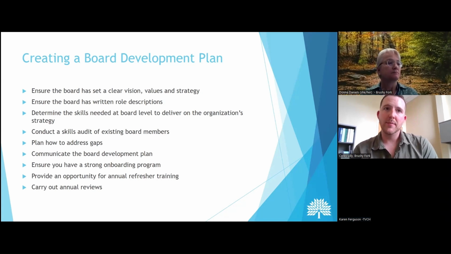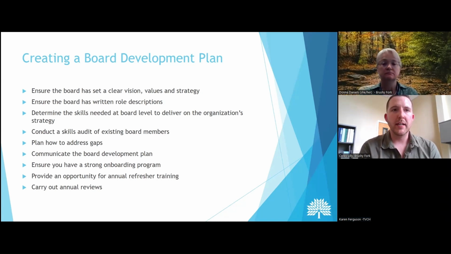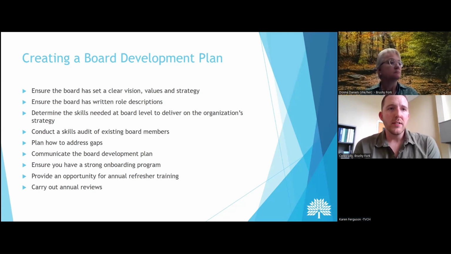Next is addressing skills gaps through a skills audit of board members to develop tailored training programs or workshops, and also consider individual and collective board development needs. This should include a plan to address those gaps identified by the board. Next is to communicate the development plan to ensure all members understand and commit to the development plan. So just making sure that everyone on the board is aware of what the plan is and what their role is in it.